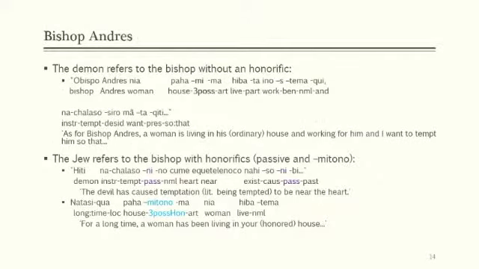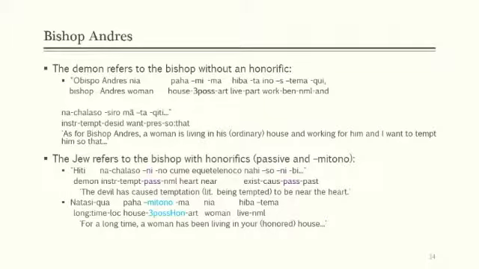The way we can tell this is the demon refers to the bishop without the honorific. He says, as for Bishop Andres, a woman is living in his house and working for him, and I want to tempt him. And when he says living in his house, he says living in pahamima. Me is the ordinary agreement, right? So that's not honorific, that's just ordinary.